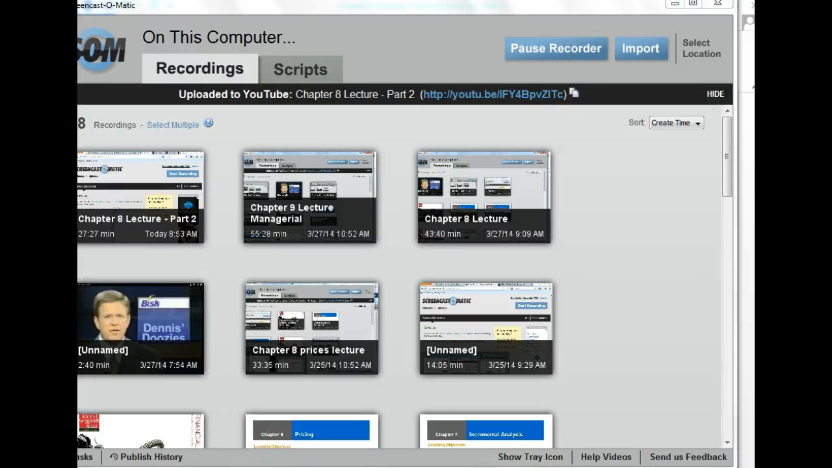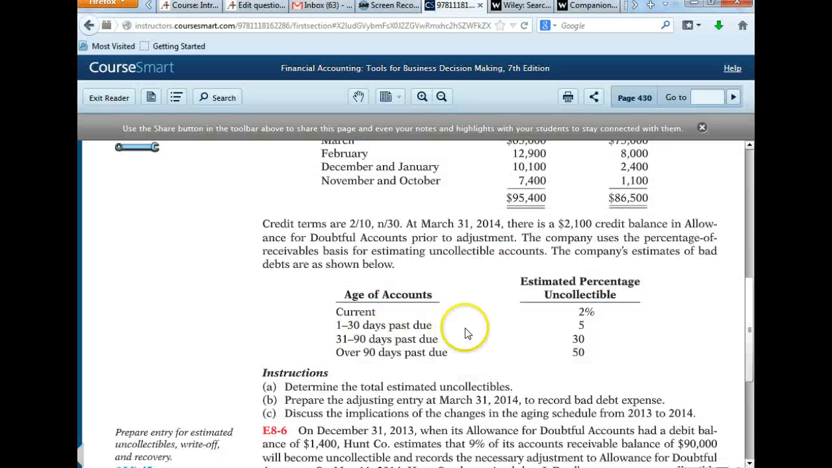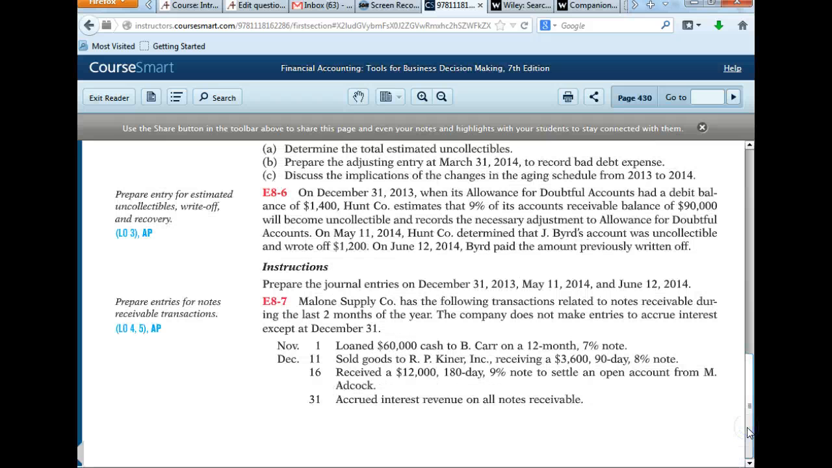Next one here. Our next, 8-6. On December 31st of 2013, when its allowance for doubtful accounts had a debit balance of $1,400, Hunt Company estimates that 9% of its accounts receivable balance of $90,000 will become uncollectible and records the necessary adjustment to allowance for doubtful accounts.